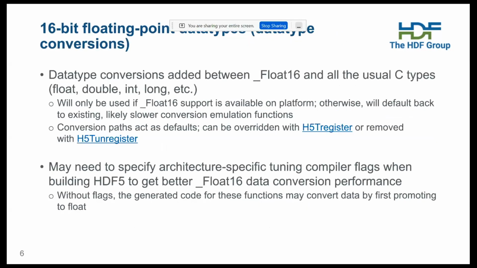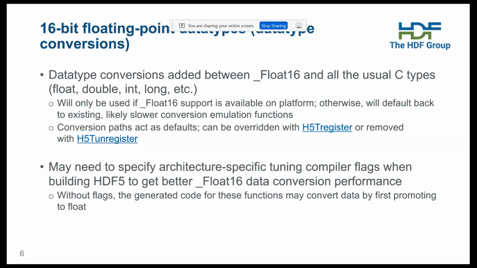And then as far as data type conversions go on 16-bit floats, we added pathways to convert between float16 and all the usual C types like float and double, int, long, and so on. And these are generally faster pathways, but they're only used if your platform supports float16. Otherwise, the library just falls back to slower functions that emulate these conversions. And it's useful to note that these conversion paths are just defaults. You can add in your own paths with this H5Tregister function, or you can even remove these conversion paths if you don't want them for whatever reason using H5Tunregister.